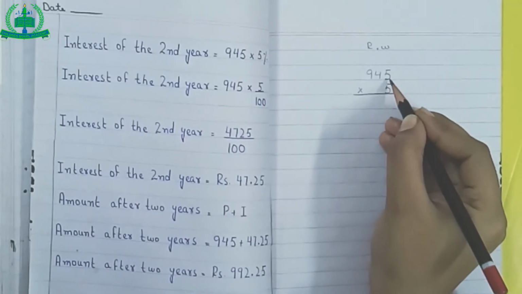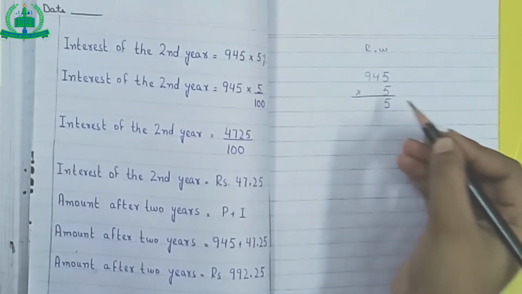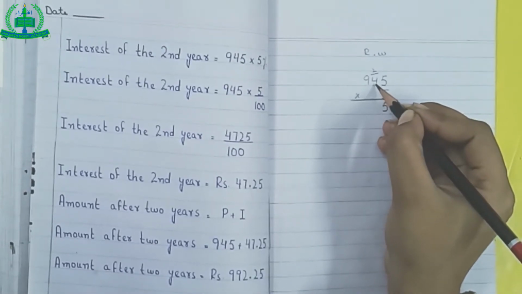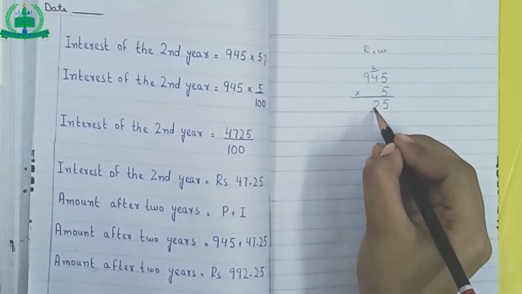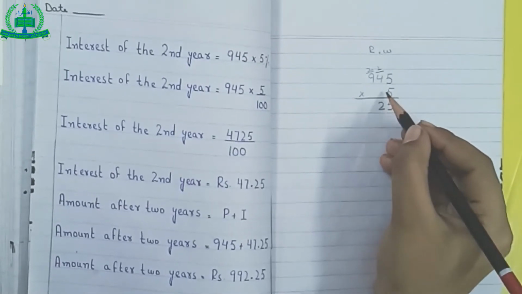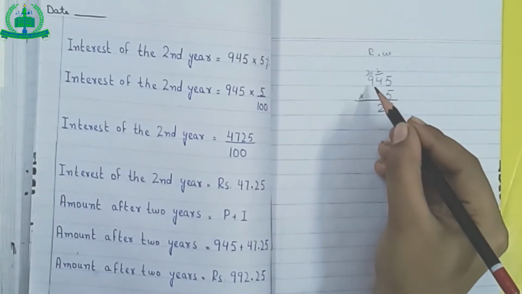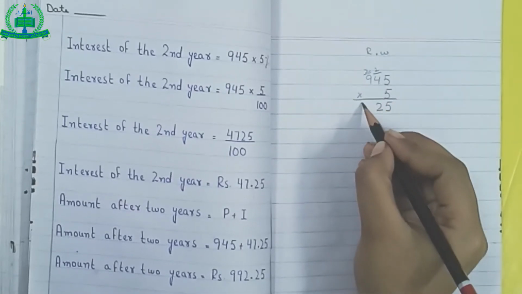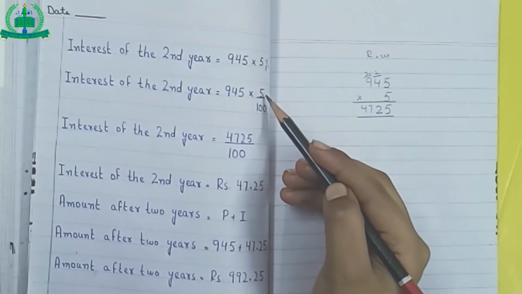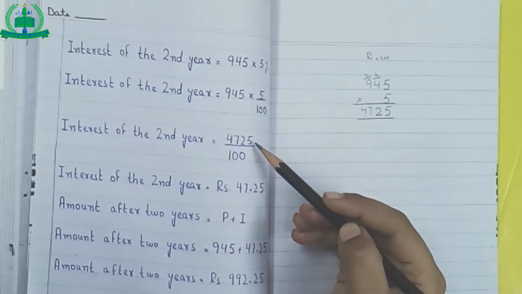5 ones are 5, 5 twos are 10, 5 threes are 15, 5 fours are 20, 5 fives are 25. 5, 2 carry on 4. 5 fours are 20, plus 2, 22. 2 carry on 9. 5 nines are 45, plus 2, 47. 945 multiplied by 5 makes 4725. We divide 4725 by 100.